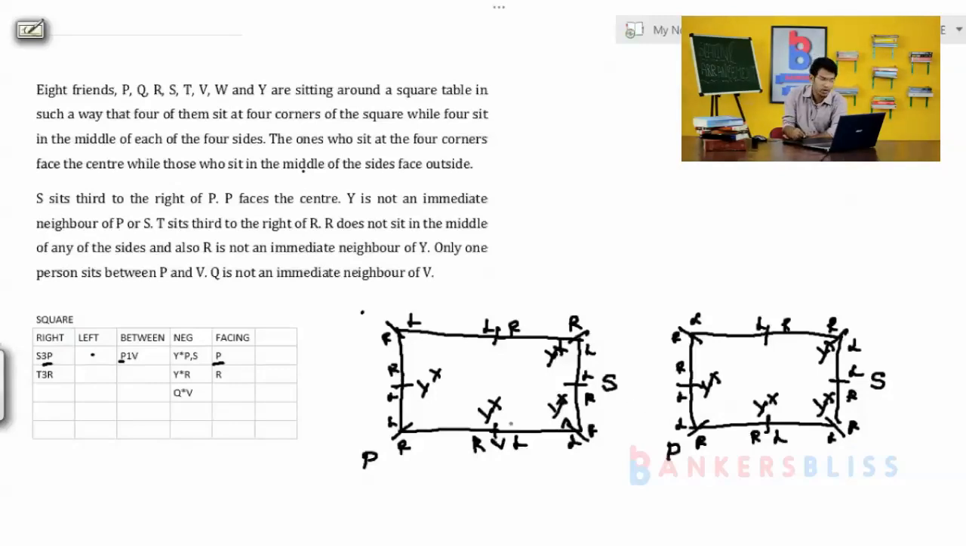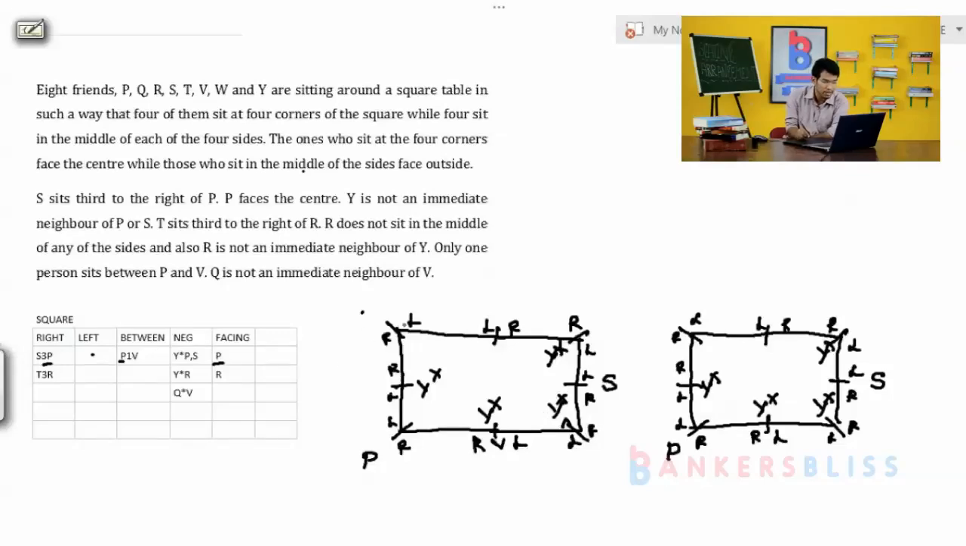Is it clear? First I take P because P is repeating the maximum times, then P is facing the center. Next, I did simply the neighbor of P: Y is not a neighbor of P. After that, the direct statement: S sits third right of P. P is first right, second right and third right. S should be here. After that, only one person. Before going to P, we should identify the relative statement of S. It means S is not a neighbor of Y.